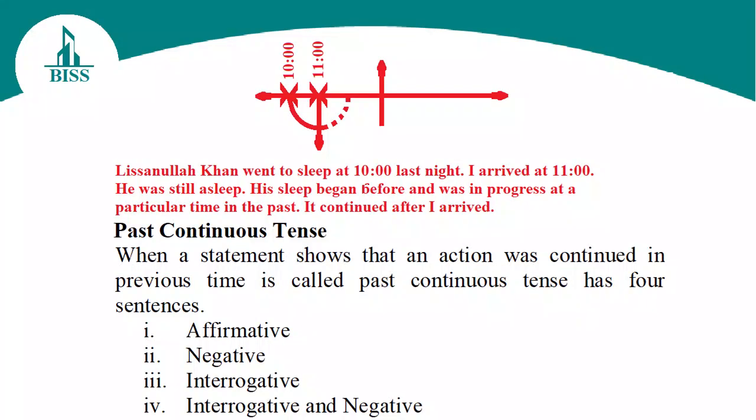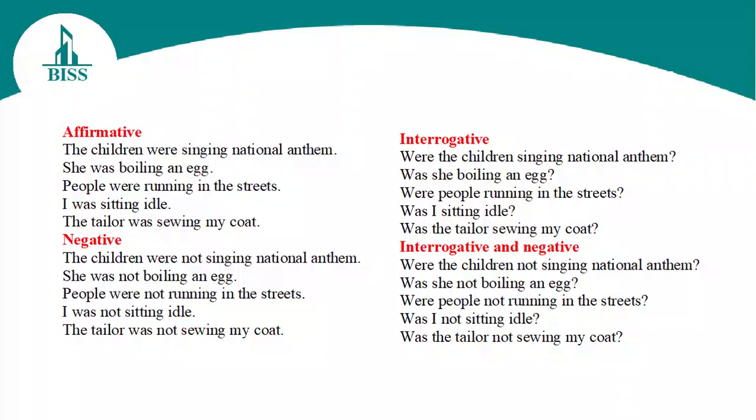Past continuous tense. When a statement shows that an action was continued in previous time is called past continuous tense, has 4 sentences. Affirmative. The children were singing national anthem. She was boiling an egg. People were running in the streets. I was sitting idle. The tailor was sewing my coat.